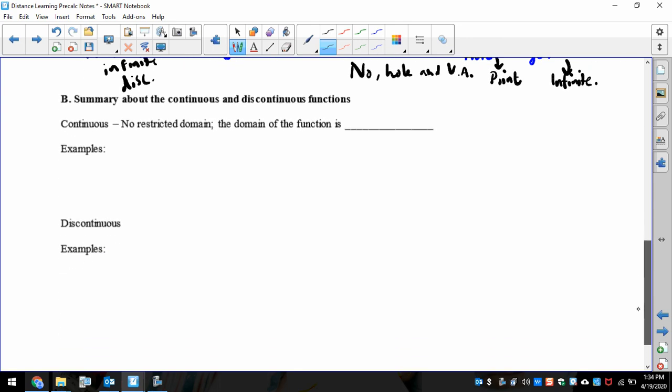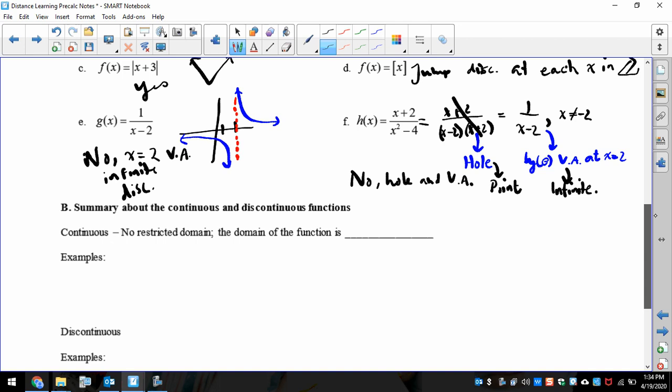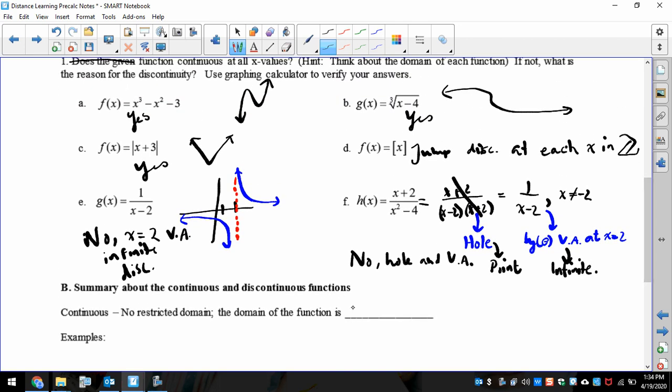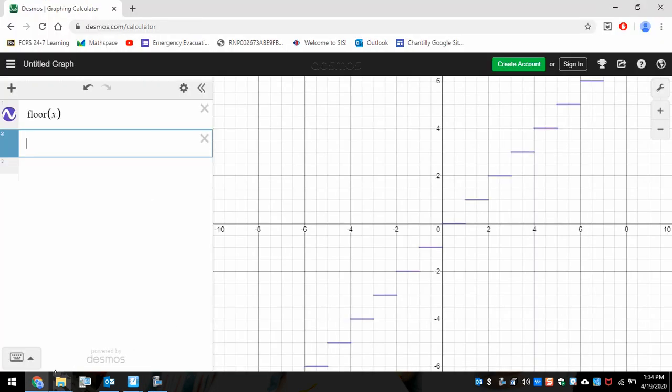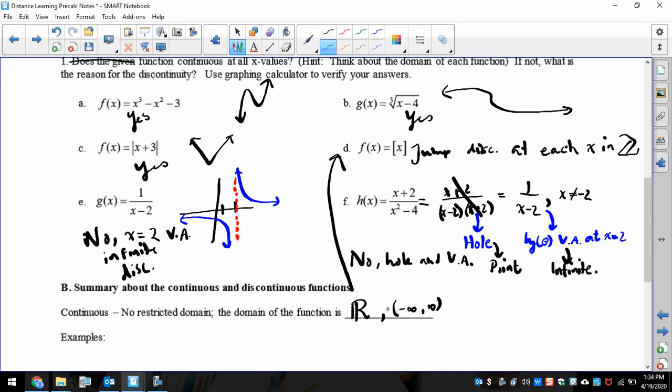All right. Part B says a summary about continuous and discontinuous functions. Continuous, no restricted domain. The domain of the function is all real numbers. So if the domain happens to be all real numbers, we'll use the double script R here. If the domain is all real numbers, or negative infinity to infinity, then we usually say continuous. That's not necessarily the case, because right here, this one, the step function, has a domain of all real numbers. I can plug in any x value that I want, and it's going to return a y value, but it is not continuous.